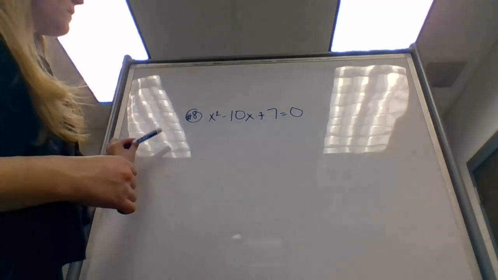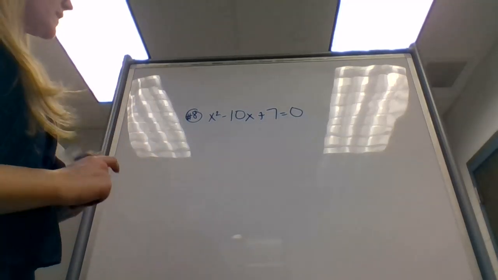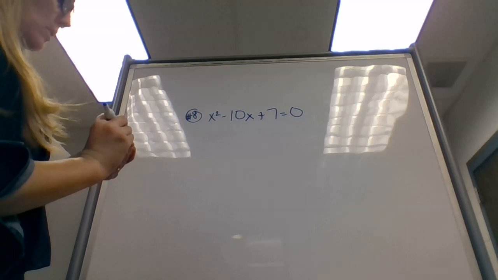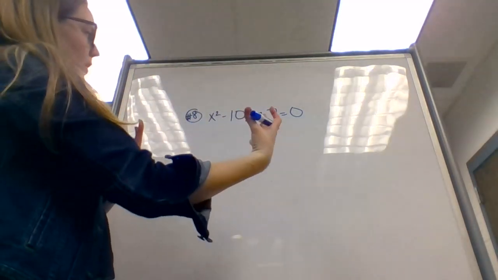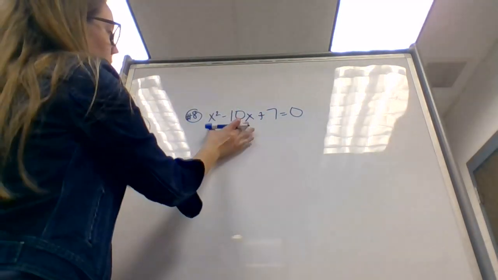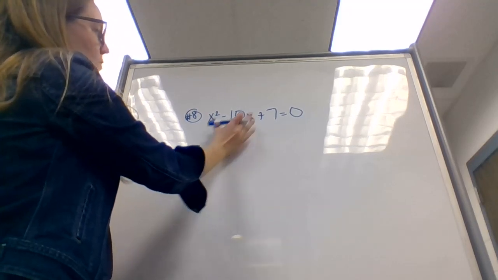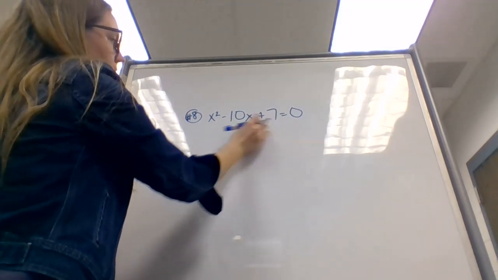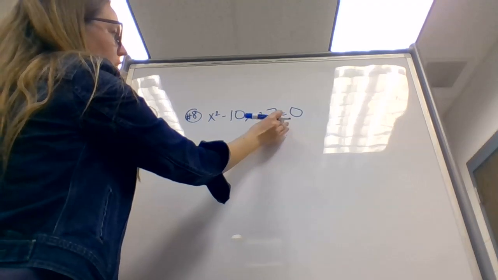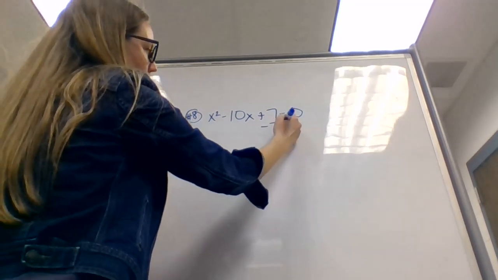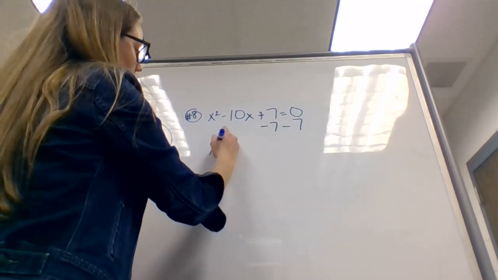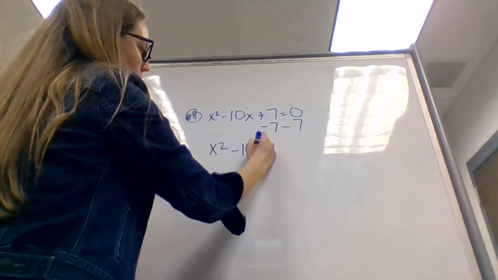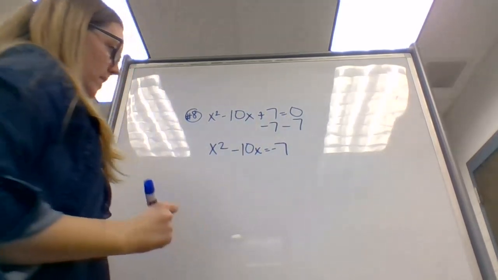Number 8 is asking you to solve for all the possible values of x. The first thing you're going to want to do is called completing the square. You want to get your x's by themselves, so you want to move anything that's outside of these x's. To undo this positive 7, we need to subtract it from both sides. Rewrite your equation as x squared minus 10x equals negative 7.